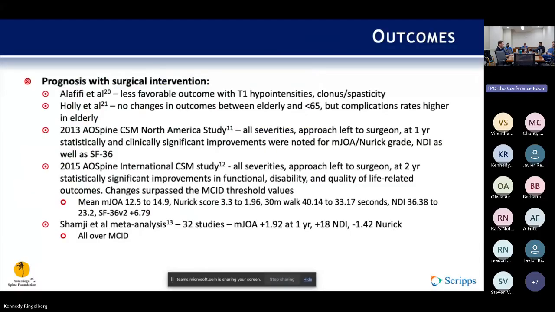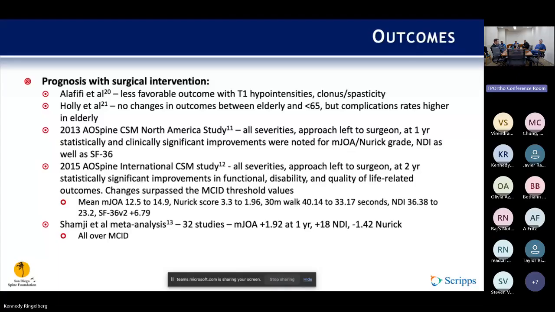In terms of outcomes following surgery, there are lots of poor prognostic indicators that have been identified. Cord signal changes are one thing that's specific. This study by Holly et al. found that in elderly patients, there was no difference in outcomes between older patients and those younger than 65. But one thing that's important to point out is that complication rates go up exponentially once patients become elderly.